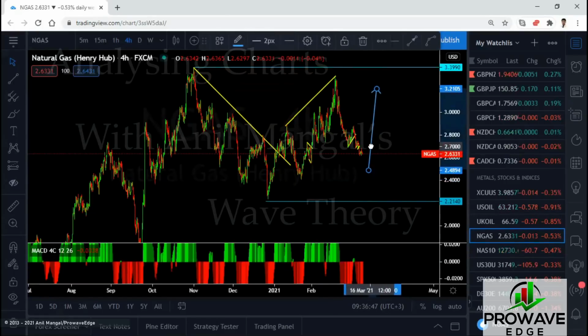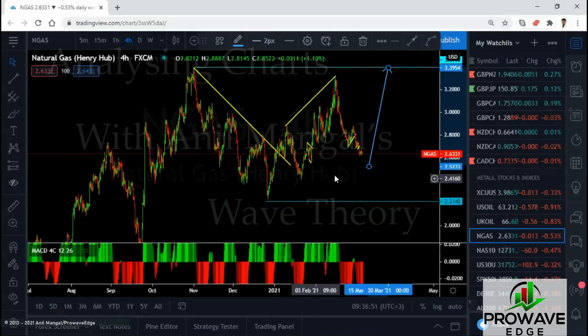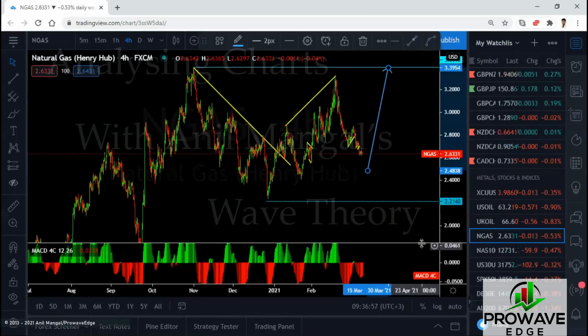So at some point here, we're going to get this up move, either breaking this low or not breaking that low. We're looking for that up move. Selling it here, short trades, every sell, you just take your profit off.